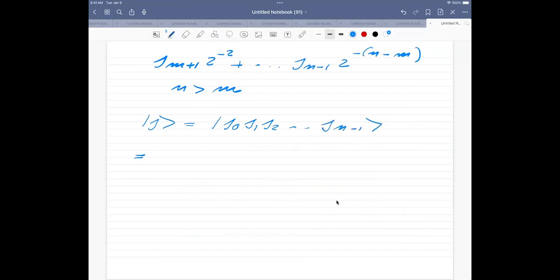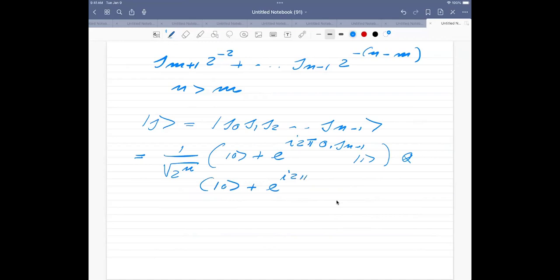This has a more compact notation, which now runs like 1 over the square root of 2 to the power of n. And then I have the different states here, which I'm now rewriting in a more compact way, 2 pi. And then I have 0 plus e to the power of i 2 pi j n minus 1, of 1. Tensor product with 0 plus e to the power of i 2 pi, and then I have the next one, which is j of n minus 2, j n minus 1. And I'm going to just write down what this means at the end for you. But you saw that already in the previous definition, which we have here.